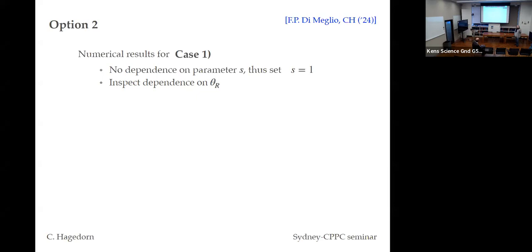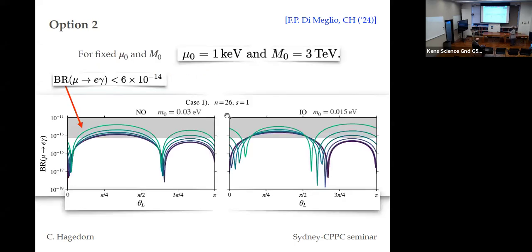So what do we do first? We first say, okay, let's start slowly. We would like to inspect what's the dependence on this theta R. And what do we do for that? We fix the two scales. We have set the S already to 1. If you want, you can set the N to some value. We set it to 26 just for showcase purposes.